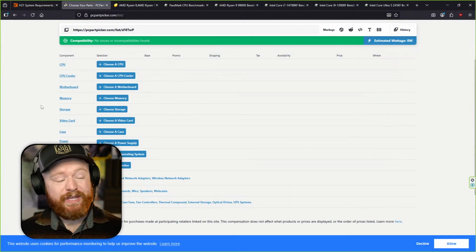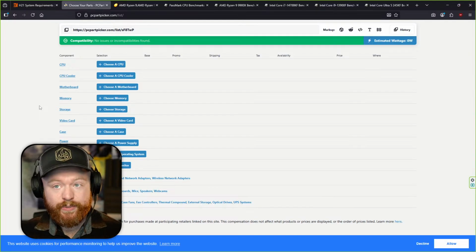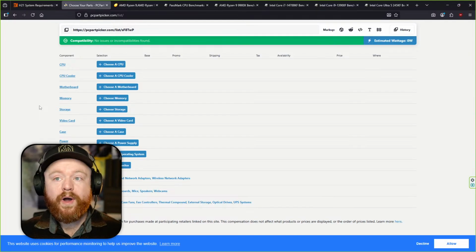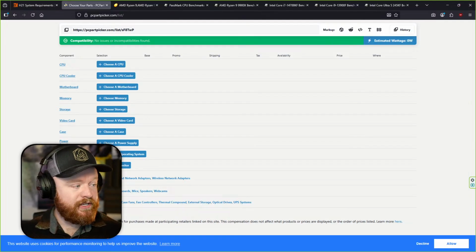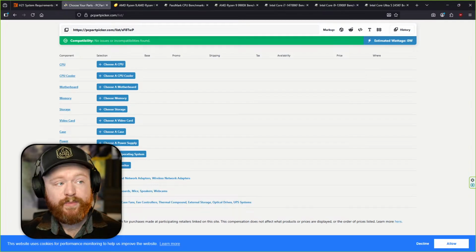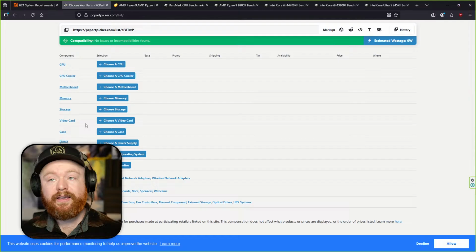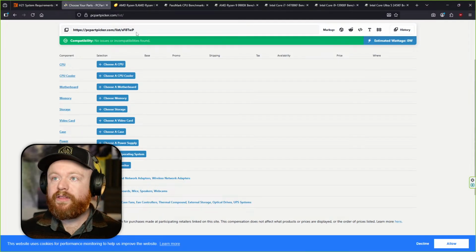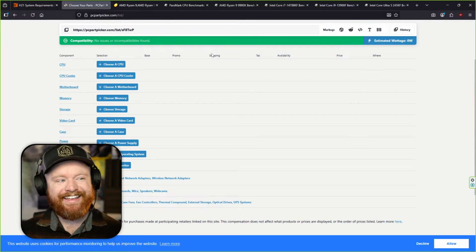Where things start getting a bit more interesting is when we talk about more of a mid-level setup. Because once you get past the pre-built situation, you're going to start saving a lot of money by picking out every single part that you want. And well, this is where things get naturally a bit more complicated.